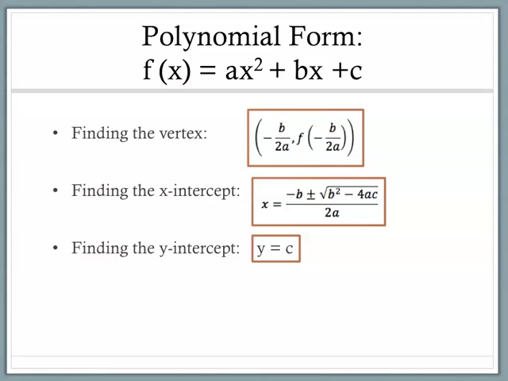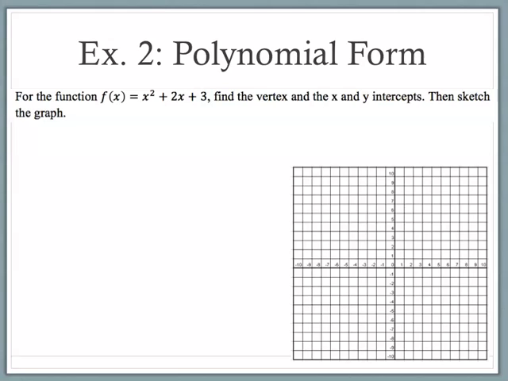Okay, let's go ahead and do an example in polynomial form. So we have f of x equals x squared plus 2x plus 3. We're going to find the vertex, the x and y-intercepts, and then sketch the graph. So I'm going to first start off by identifying a, b, and c. So a is equal to 1, b is equal to 2, and c is equal to 3.